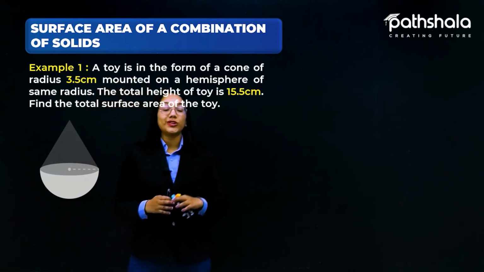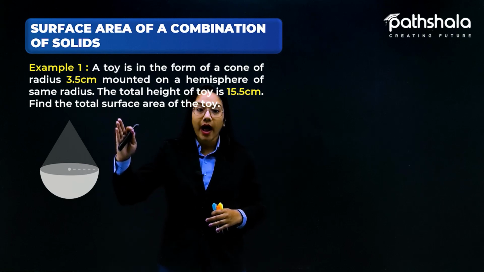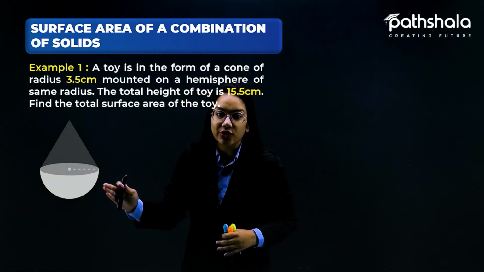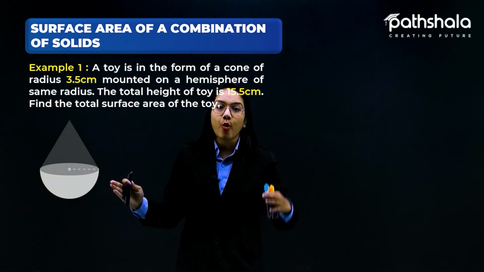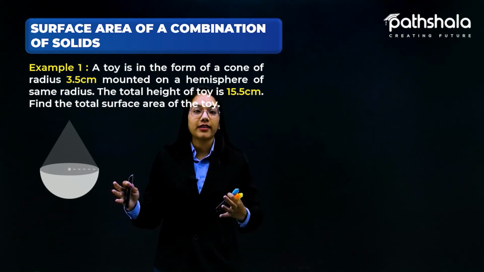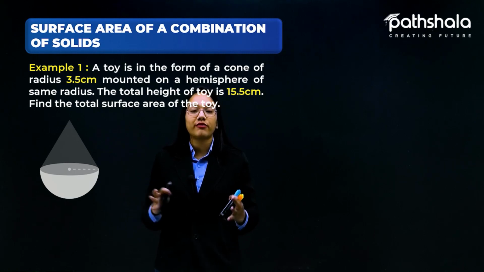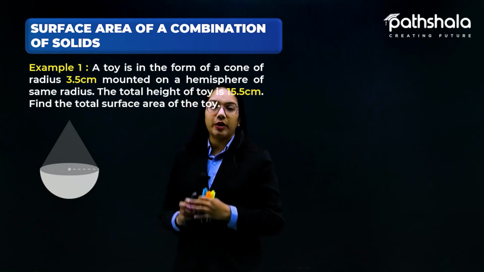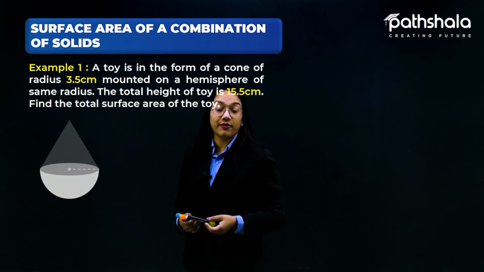It says the total height of this particular toy is 15.5 centimeter, and the question is to find the total surface area of the toy. So we just have to find the total surface area for this toy. Let's start finding the answer for this one.